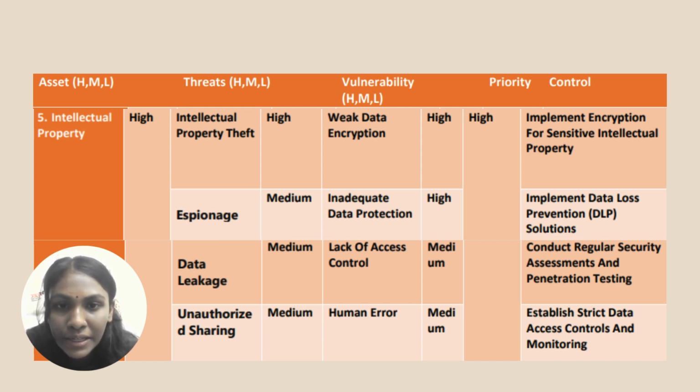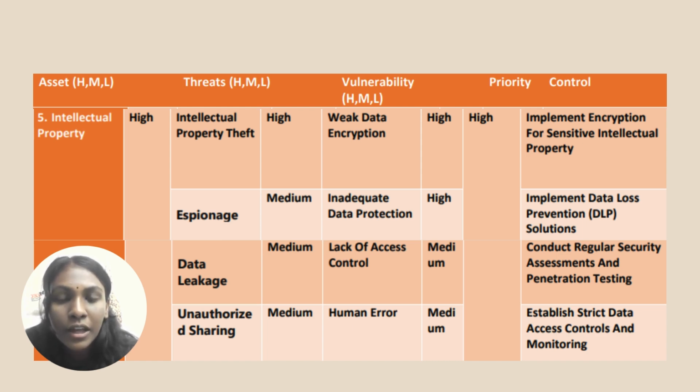The vulnerability is inadequate data protection. The level of risk is high. Lack of access control is medium level of risk, and human error also has medium level of risk. So the priority level for this intellectual property asset is high.